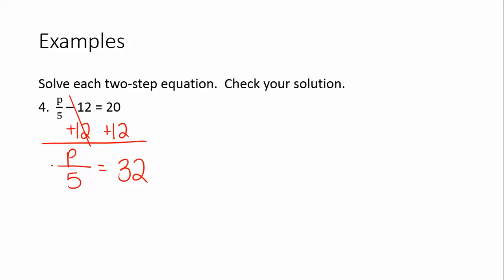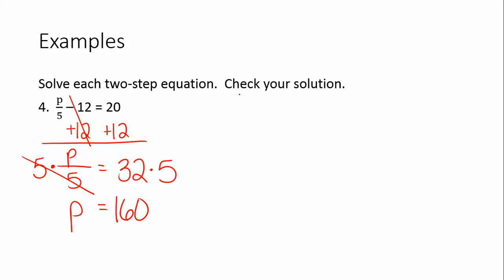Now we're going to undo division by multiplying. You have to recognize this as division so that you understand that you need to multiply both sides by 5. So those 5s cancel. We get p equals 32 times 5 is 160.